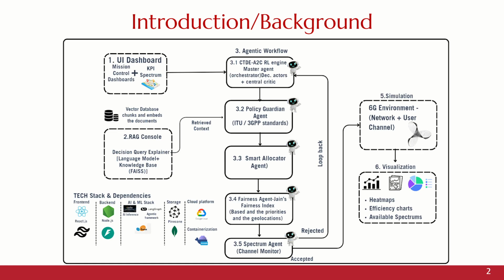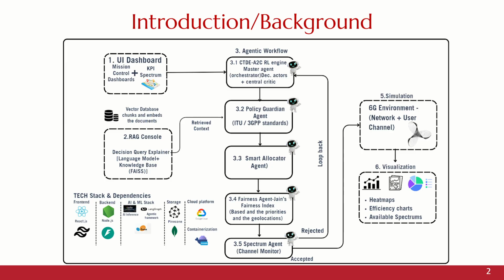Now coming to the center, this is the core of our system, the agentic workflow. At the top, the master agent coordinates everything. It basically decides what needs to be done. Then the agent goes to Policy Guardian, which checks whether it follows rules and regulations. After that, the Smart Allocator performs the actual spectrum assignment. Then comes the Fairness Agent, which ensures that allocation is balanced and no region is unfairly treated. Finally, the spectrum monitor continuously checks network conditions and detects if the reallocation is needed.